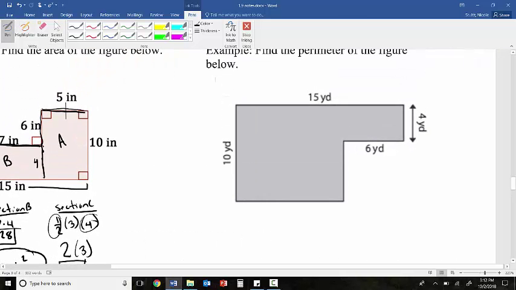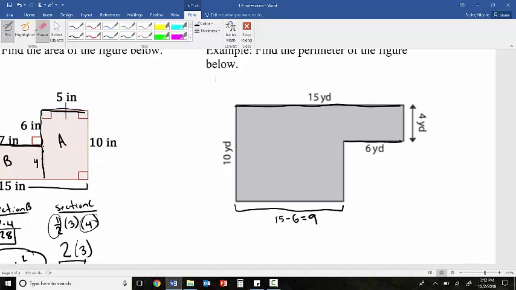All right. For the next composite shape, we are only doing perimeter, so you literally need to have each side labeled for this. So your mission is to figure out what it is from here to here. Well, up top, the whole thing is 15. Part of it is 6. So 15 minus 6 is going to be 9. So that's our bottom. So I'll just erase these lines for right now.